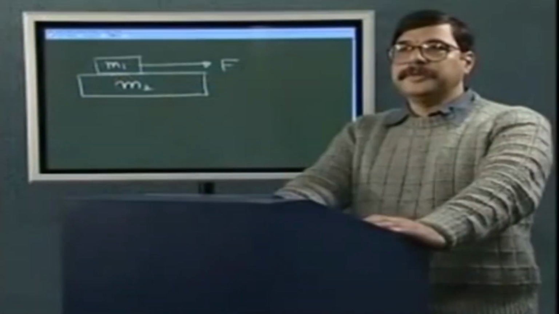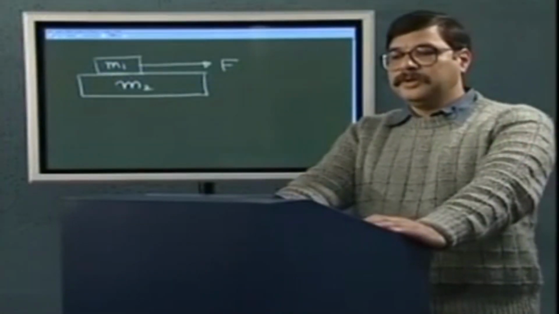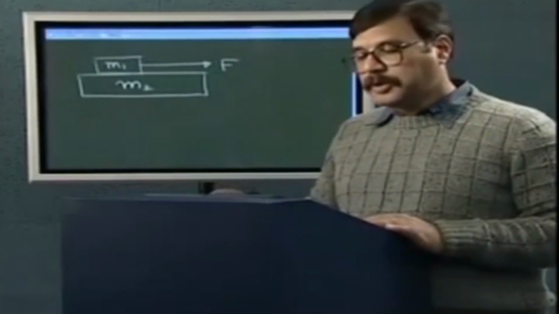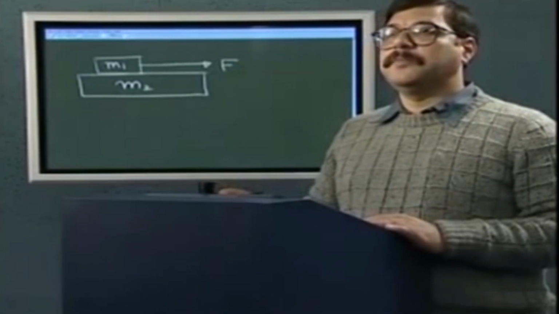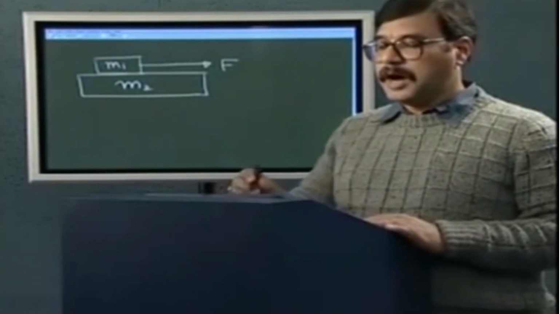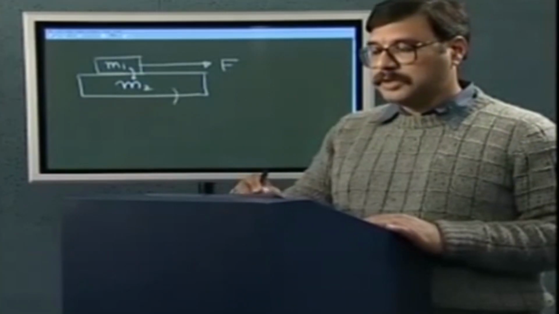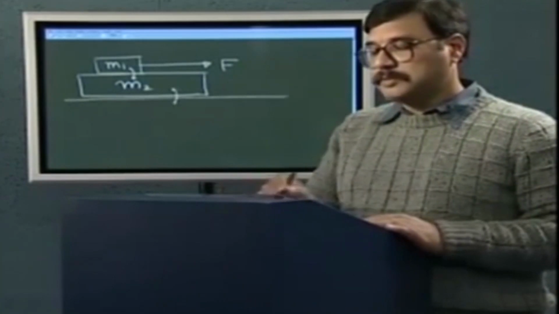Let us take a mass M1 and another mass M2, and let me pull this mass with some force F. If you recall your everyday experience, you would see that the top mass or the bottom mass does not move until the force has reached a certain value, because their tendency to move is being opposed by the frictional force, either between these two masses or between this mass and the surface on which it is resting.